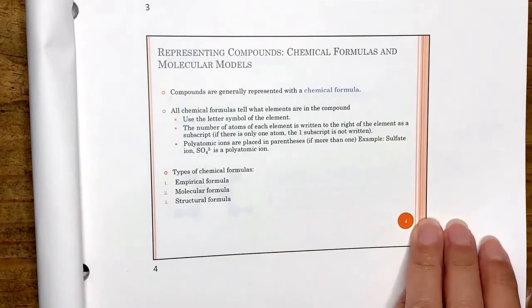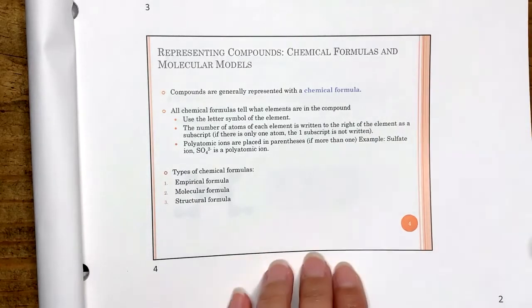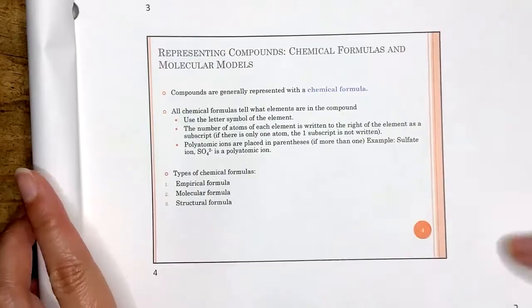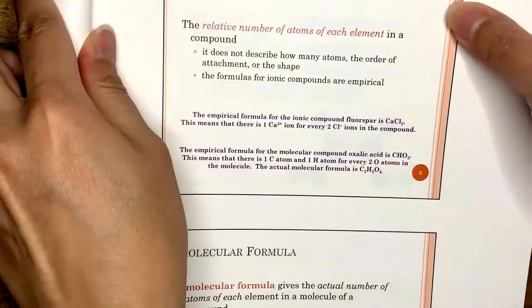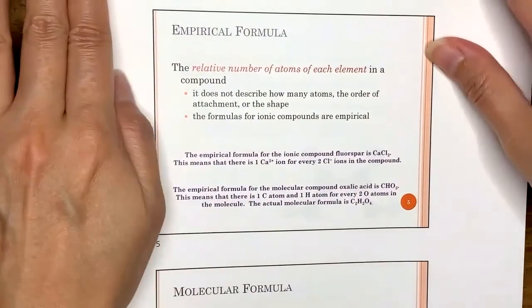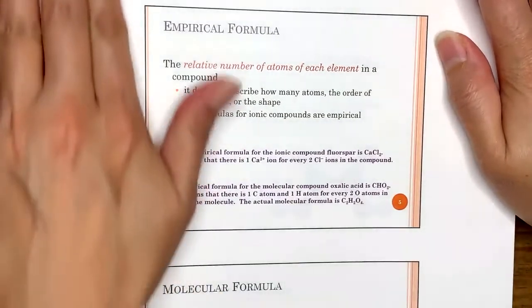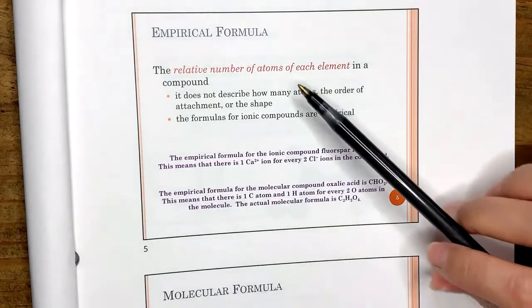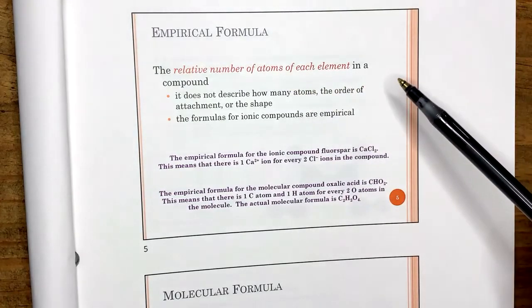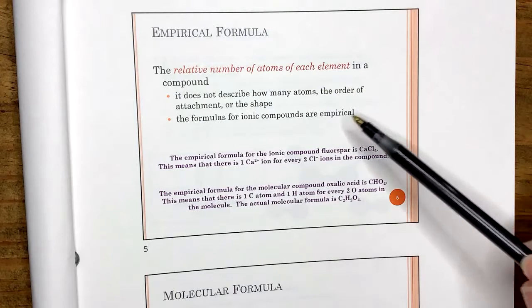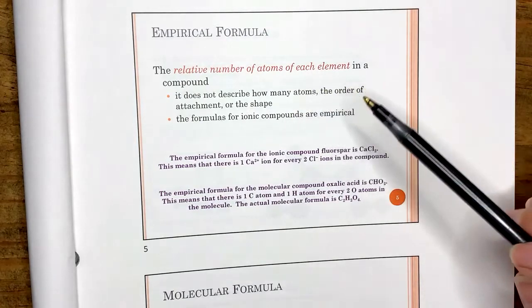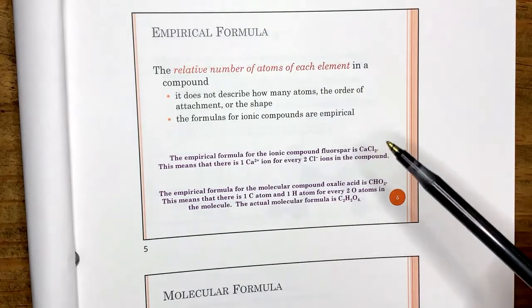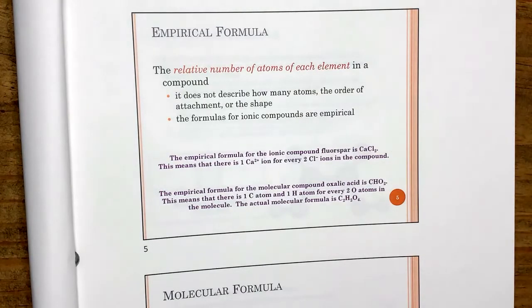So chemical formulas are really useful. They tell us what's in the compound, what kind of atoms make the compound. So let's go over the first one. The first one is empirical formula. So what is empirical formula? It's basically a formula that tells you the simplest ratio of the atoms of each element inside the compound. So it's not necessarily exactly how many atoms, but it tells you the ratios of it. And they always give you the simplest number for the ratio.